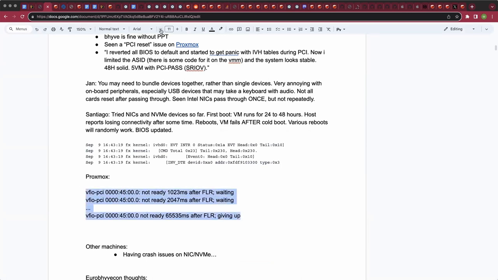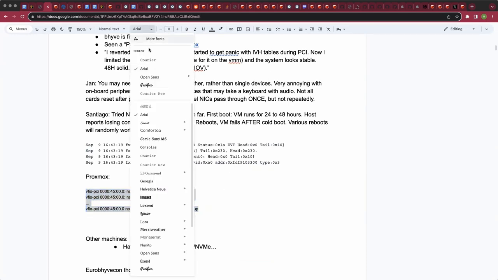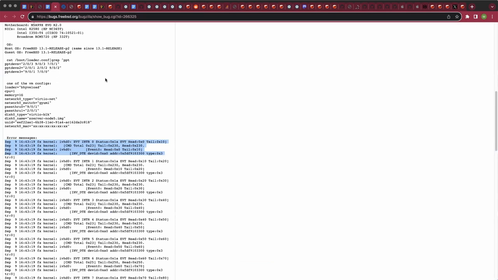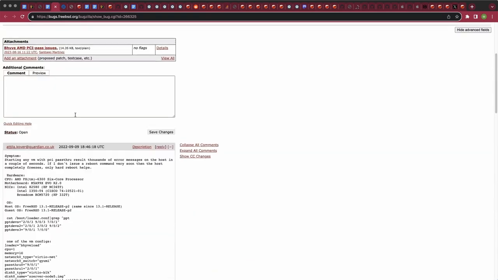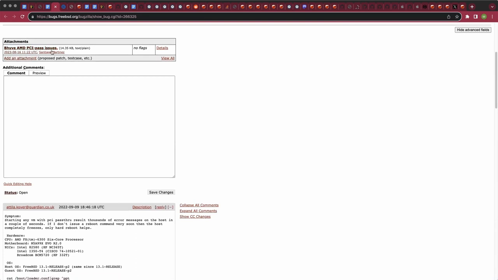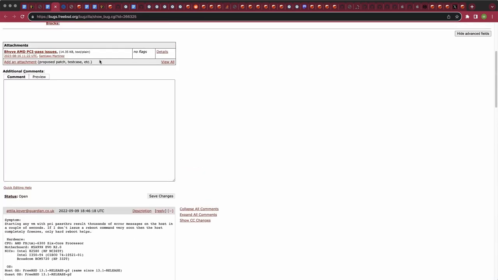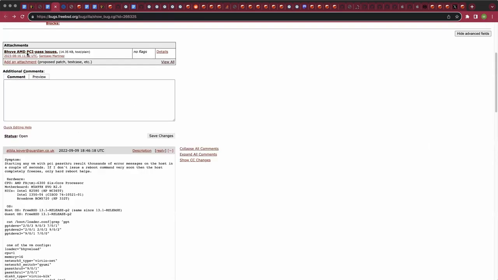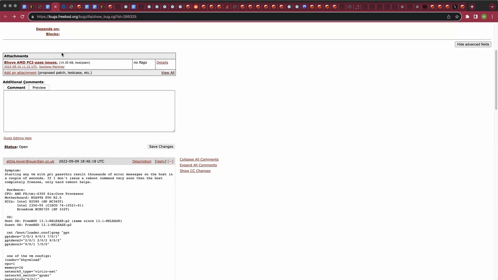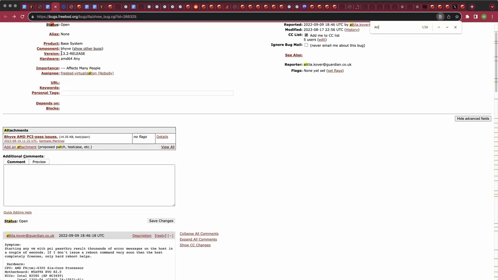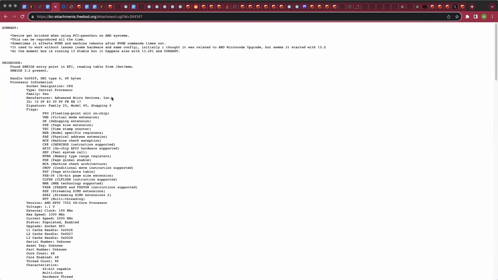I think if you go back to the bug on FreeBSD, I attached one of the outputs from my machine. And there is a bit more information there. Okay, excellent. Point me to the link. You need to click on the attachments. I see add an attachment. I'm missing attachments. It's under attachments. The title is the same. Okay, fine.